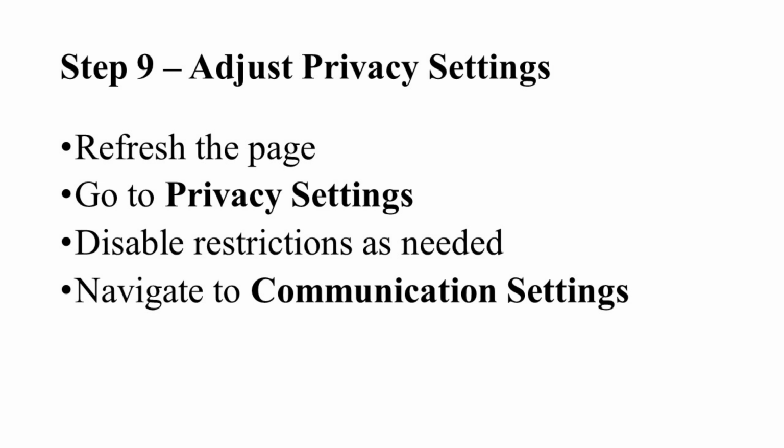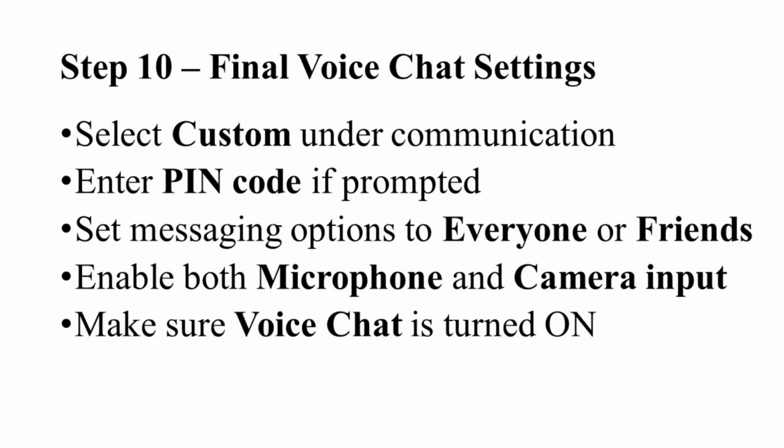From here, disable any restrictions if needed. Then navigate to communication settings and choose custom. Enter your PIN code if required and set the following. Who can message me: everyone or friends. Enable both microphone and camera input. Turn on voice chat. And that's it.